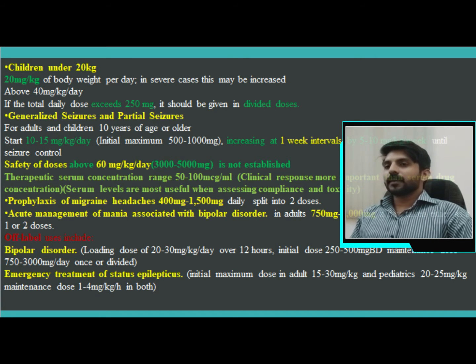In case of migraine headaches, 400 mg to 1500 mg daily in 2 doses is recommended. However, in case of acute management of mania with bipolar disorder, 750 to 2000 mg a day is the recommended dose. The off-label uses are bipolar disorder and emergency treatment of status epilepticus.